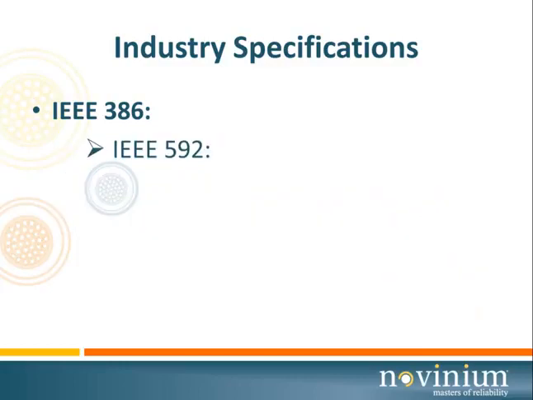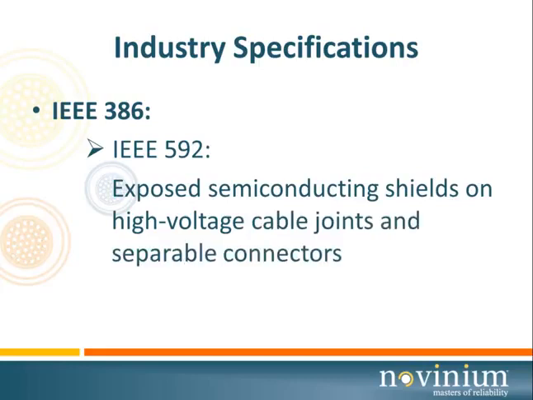Within IEEE 386, there are a few standards. One of them is IEEE 592, and the title of that standard is the standard for exposed semiconducting shields on high voltage cable joints and separable connectors. Now, as we mentioned in one of the first slides early on, the outside surface of these connectors is fully shielded, but it is shielded with a semiconducting rubber. The value of IEEE 592 is that it specifies what that semiconducting shield must do.